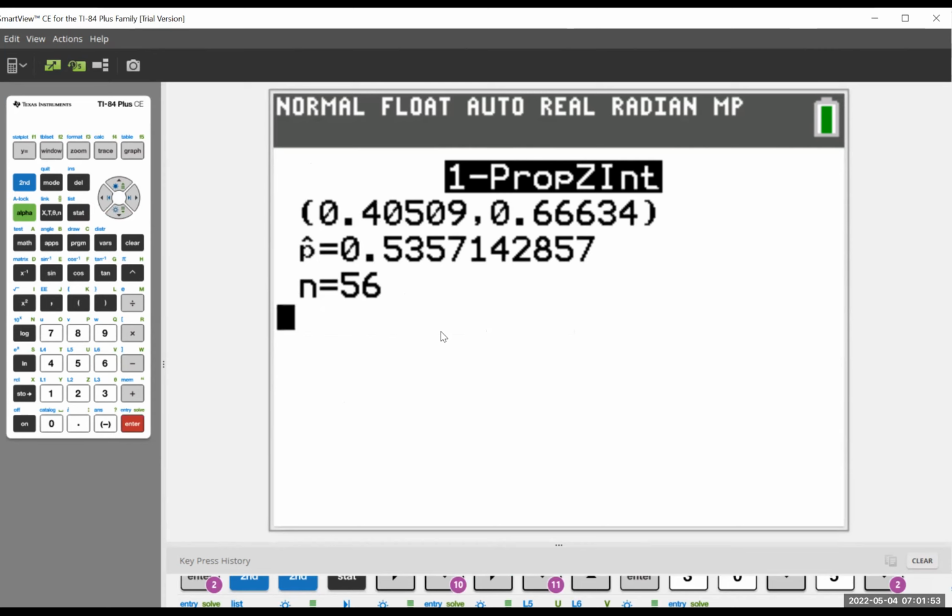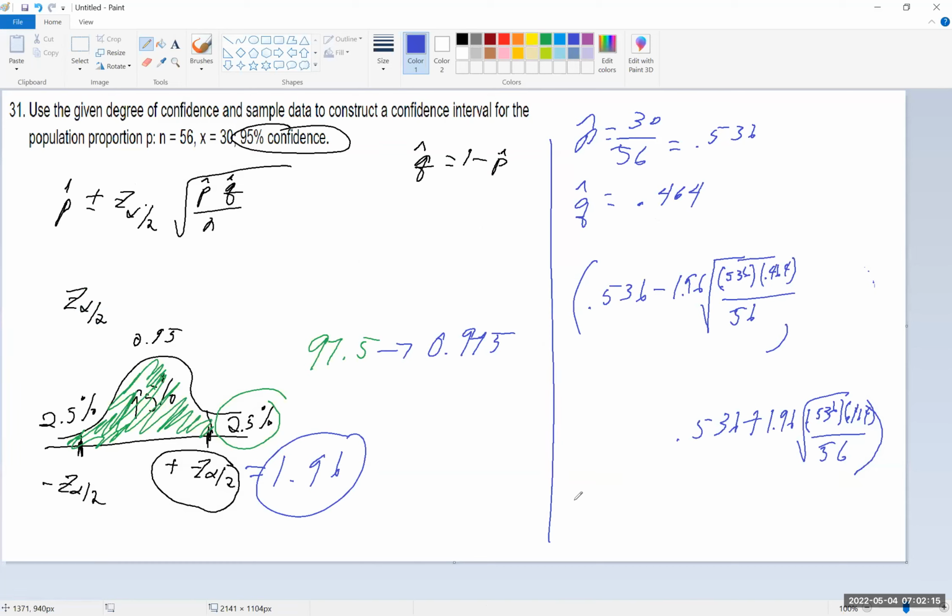And there's a confidence interval. So the 0.405 and the 0.666 should be identical to the computation you made. So even though this is coming from the calculator, you should get the same answer, and it's 0.405 and 0.666. Okay, and that's how you do these problems.